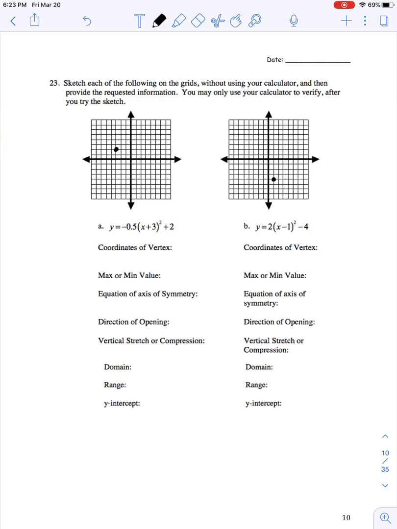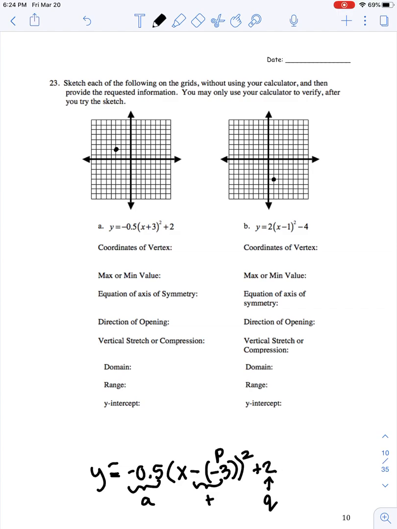Okay, the first thing you're going to do is write the coordinates of the vertex. What's important to note is that in the first case here, where we have negative 0.5, we have x minus. There should always be a minus in that equation. In order to create that positive 3, your p-value actually had to be negative 3, because two negatives together becomes a positive. That's the only reason you see a positive sign. This is your a value, and then your q value is plus 2.